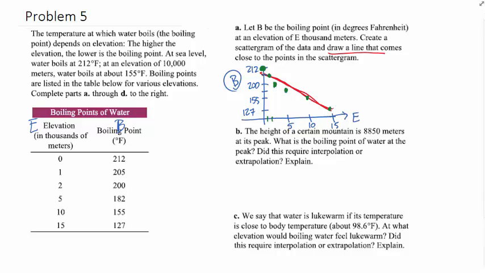Okay, let's see if we can answer the next question. The height of a certain mountain is 8,800 meters at its peak. What is the boiling point of the water at its peak? So 8,800. So this is in thousands of meters. And this is your degrees Fahrenheit.